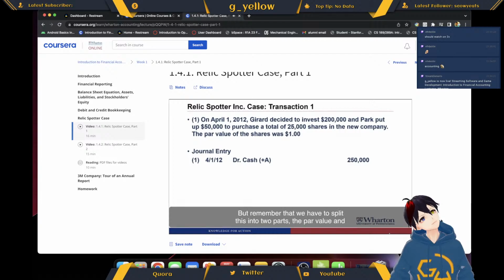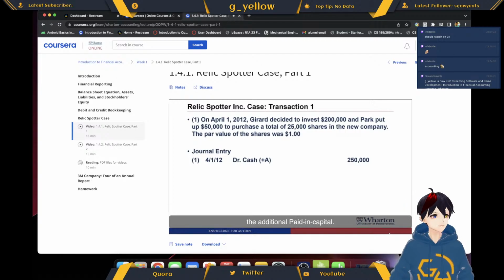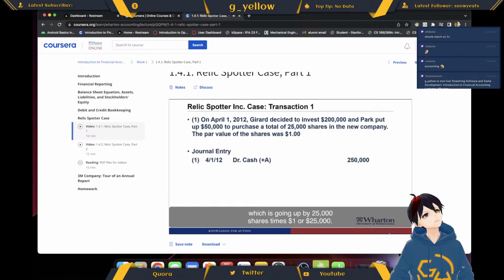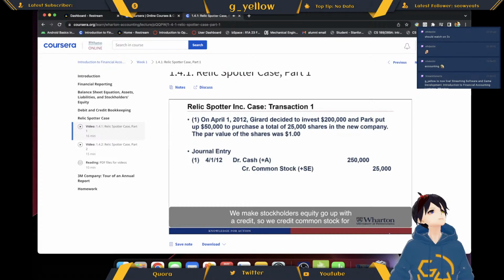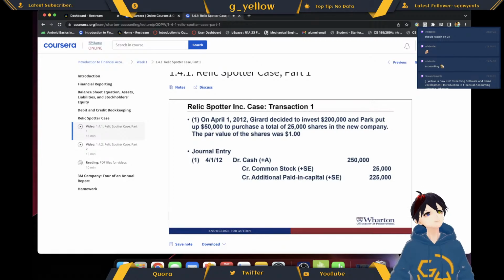But remember, we have to split this into two parts, the par value and the additional paid in capital. So first, we have common stock at par, which is going up by 25,000 shares times $1, or $25,000. We make stockholders' equity go up with a credit, so we credit common stock for $25,000. And then we credit additional paid in capital for the rest, $225,000, which is the number we need so that our debits equal our credits.